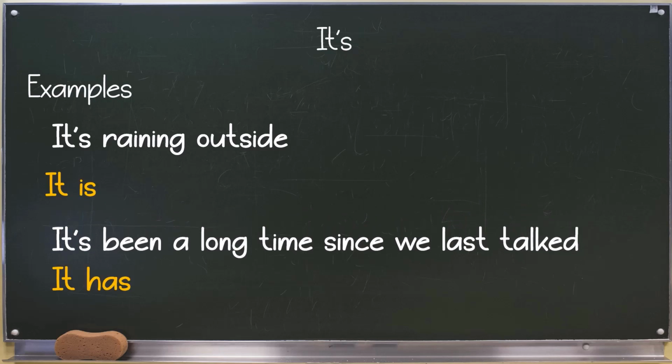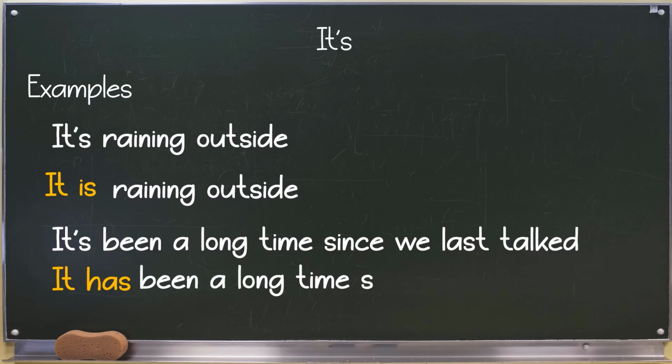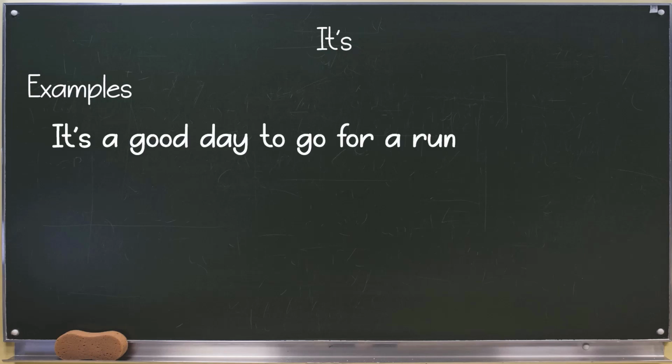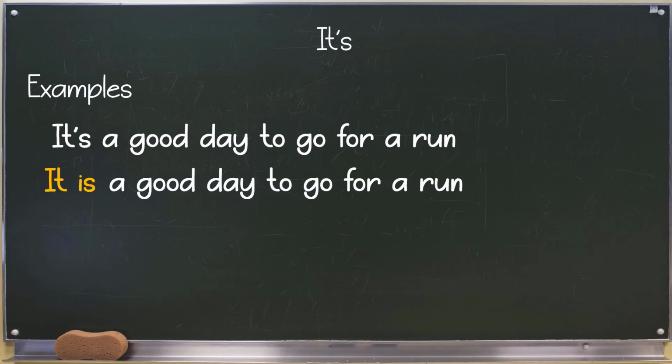And so without the contraction, the sentences would read, it is raining outside, or it has been a long time since we last talked. Another example would be, it's a good day to go for a run. Now, in this sentence, it's means "it is." And so in other words, it is a good day to go for a run.